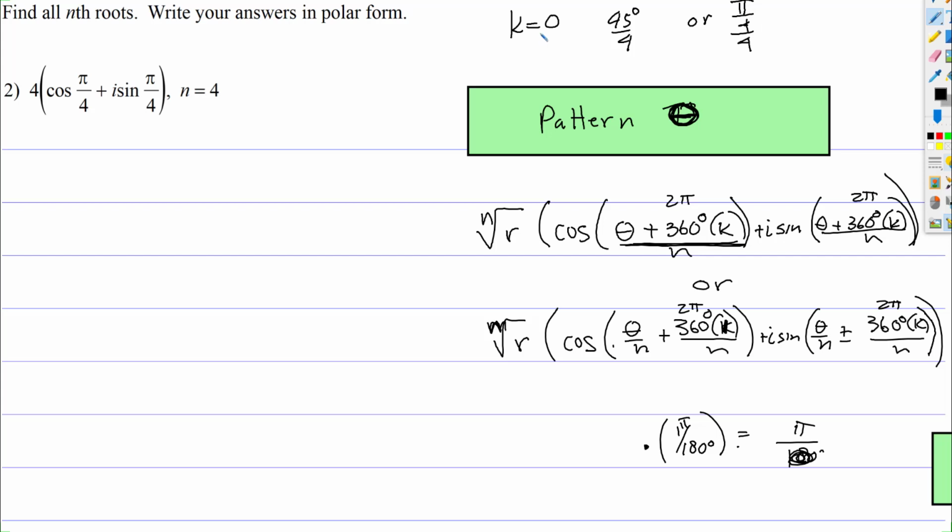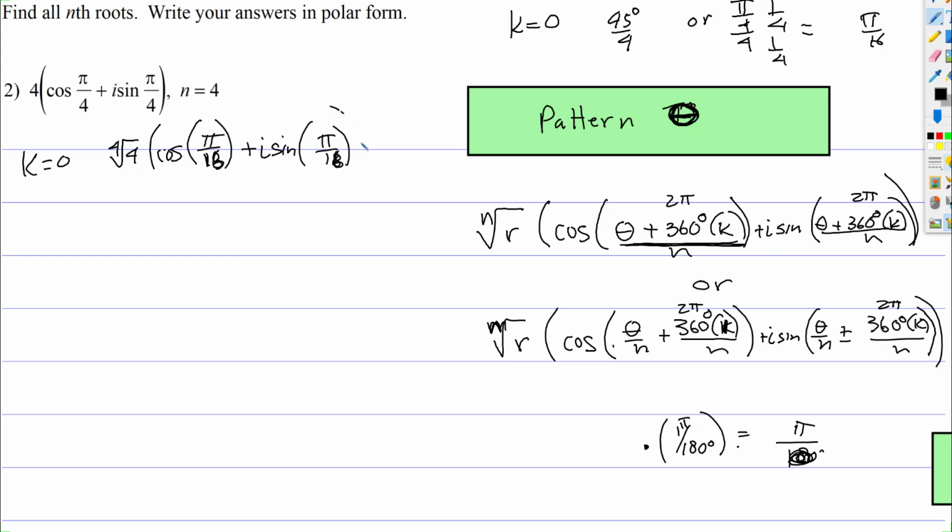So when k is equal to 0, our theta divided by n, so pi fourths divided by 4, I'm just going to multiply numerator and denominator by 1/4, and we get pi 16ths. So right away I know that when k is 0, I have the 4th root of 4 cosine pi 16ths plus i sine pi 16ths. I'm having my 16 problems today. All right, so now we have to add 360k divided by n. Okay, so what is 360 divided by 4?